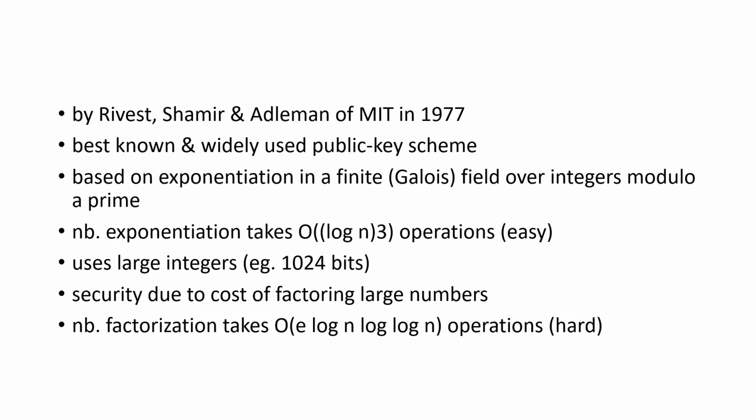Public key scheme, based on exponentiation in a finite field over integers modulo a prime. RSA uses large integers, for example 1024 bits. Its security is due to the cost of factoring large numbers. Here factorization is hard, and it takes O(e^(log n log log n)) operations.